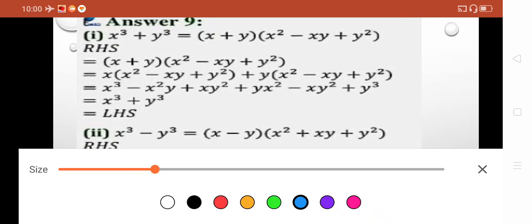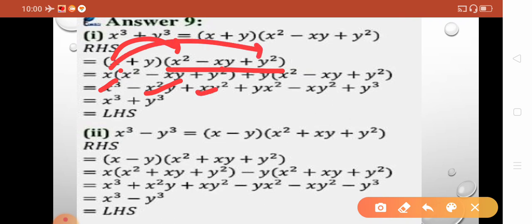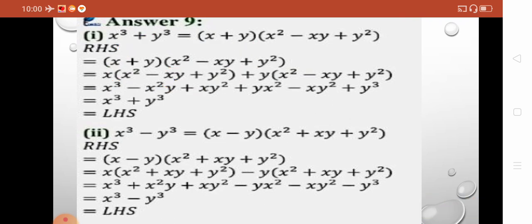So what should we do? Let us see. First of all, we will multiply x with the complete bracket. We will multiply x with this. So x into x square, x cube; x into minus xy, minus x square y; x into y square, xy square. In this way we will get the first bracket.